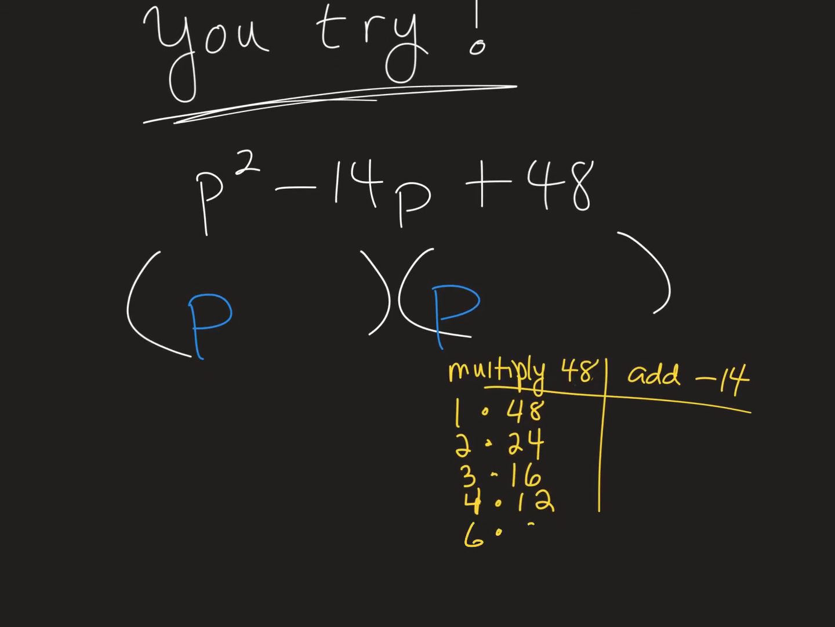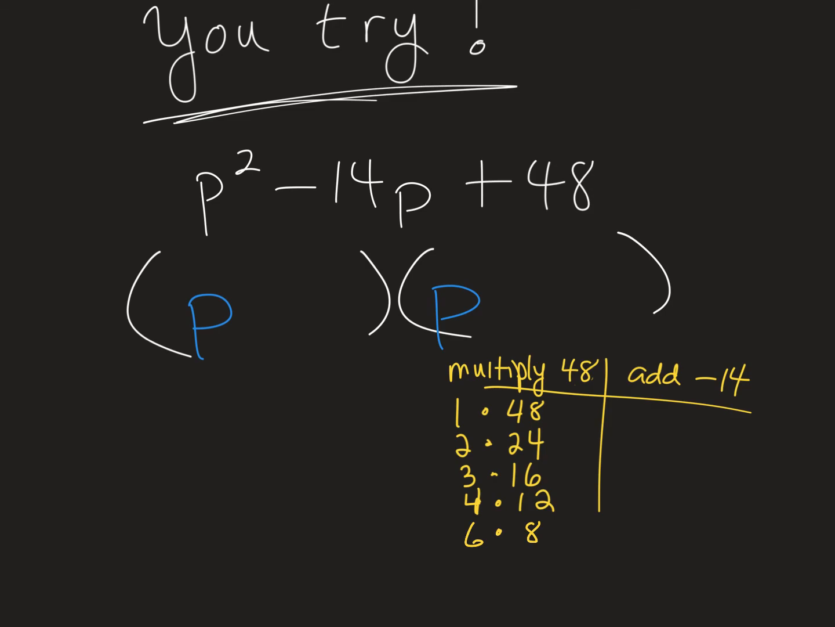6 times 8 gives me 48. And if I do 48 divided by 7, it doesn't turn out to be a whole number either. So since the next number on the list that I would try would be an 8, and I already have an 8, I know that I'm finished finding the factors for 48.